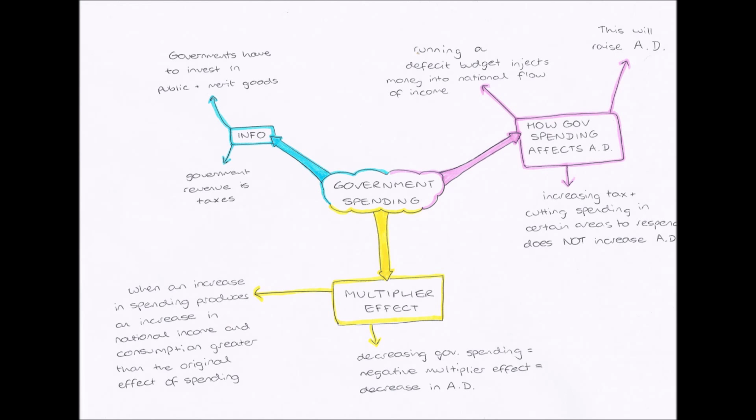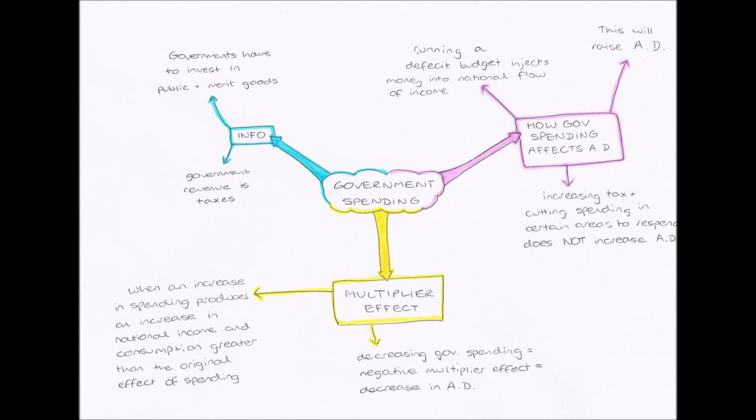So firstly, into our top left section of information. Now, governments have to spend money because they need to invest in public and merit goods. They need to make sure that those public goods are provided so that market failure doesn't occur. So therefore governments have to spend money. And they get this money from their revenue, and their revenue is usually in the form of taxes, but it can also be in the form of borrowing.